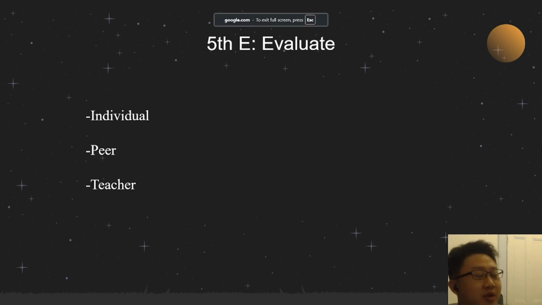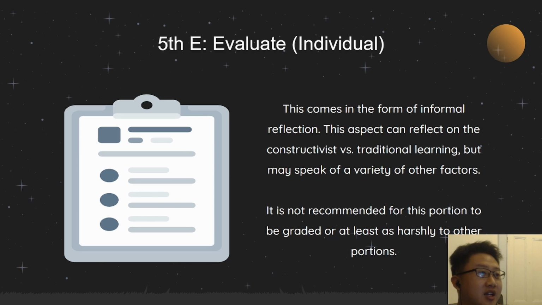The final step, evaluation, is split into 3 different evaluation modes. First of all is individual. This is somewhat an informal process, as this aspect can reflect on the constructivist versus traditional learning, but the student may speak about a variety of other factors.